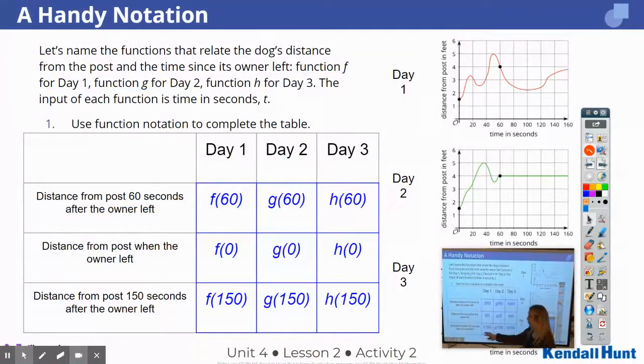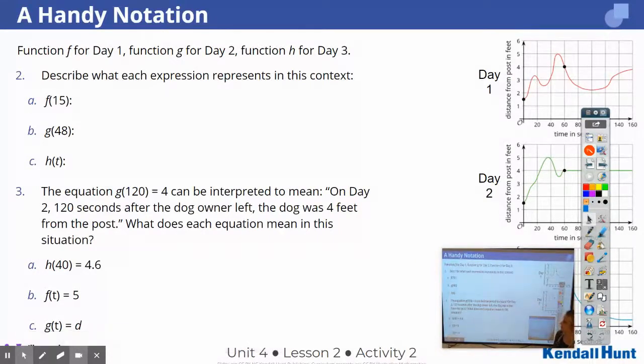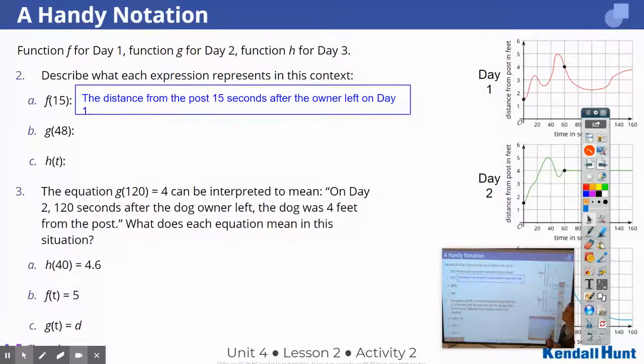So I could just use this shorthand, or this function notation, to know exactly which function I'm talking about: day 1, day 2, or day 3. Okay. We can also understand what the function notation means by describing it in words if you need to. So for our context, if we have f of 15, we would say, okay, f represents day 1, and 15 is 15 seconds past when the owner left. So that would represent the distance from the post 15 seconds after the owner left on day 1.